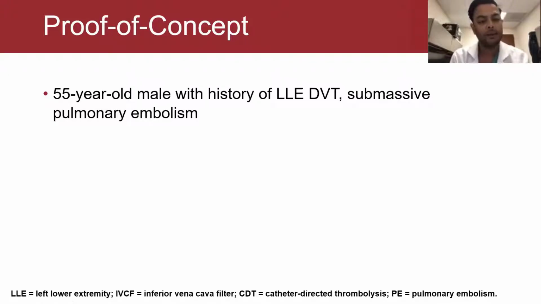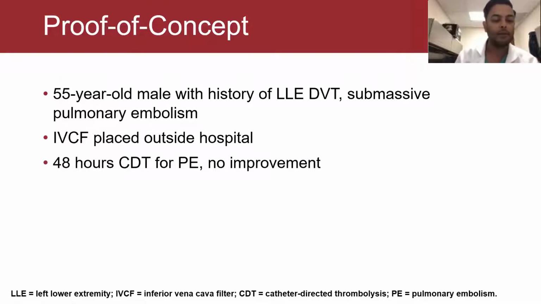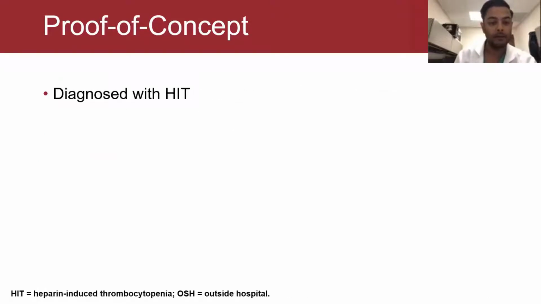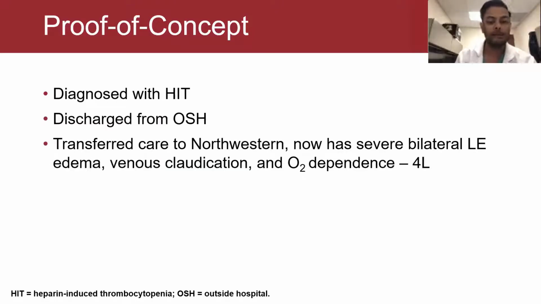It was a 55-year-old male with a history of left lower extremity DVT and a submassive pulmonary embolism. A filter was placed at an outside hospital, and he underwent 48 hours of catheter-directed thrombolysis for pulmonary embolism. There was no improvement, and he had a sudden onset of thrombocytopenia. He was diagnosed with heparin-induced thrombocytopenia, his anticoagulants were switched, and then he was discharged from the outside hospital. He transferred his care to Northwestern.